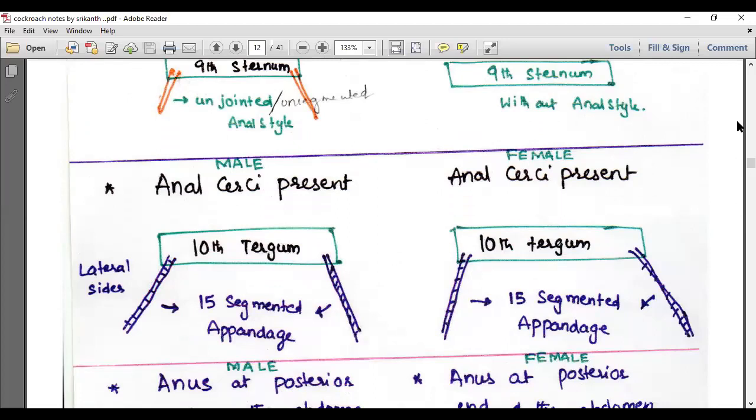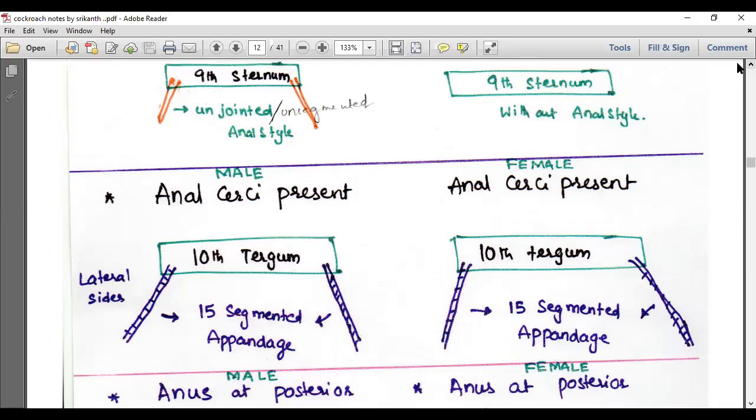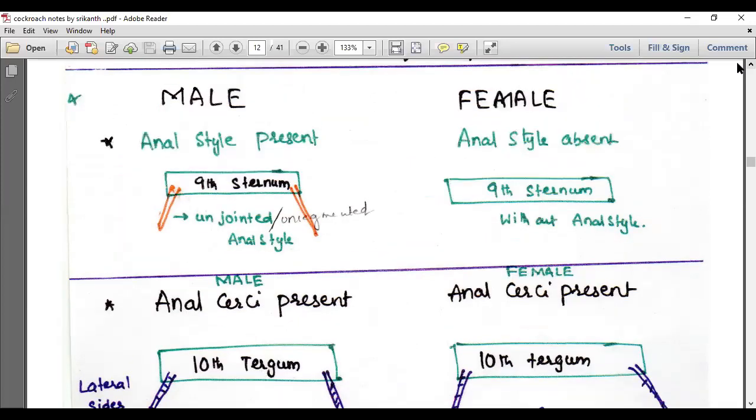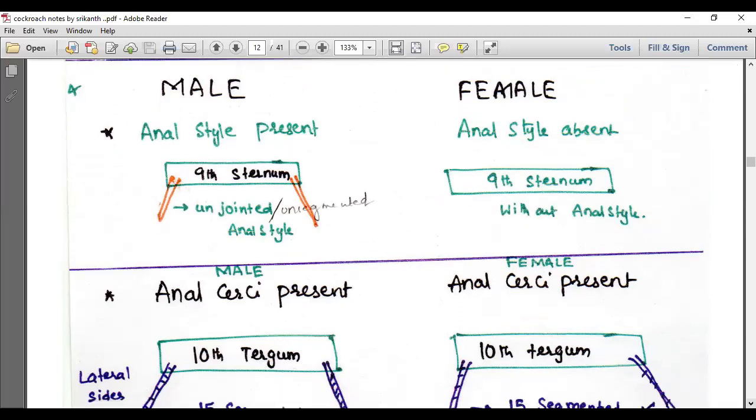Okay. So next we are moving to the 10th tergum. I have said it so many times: tergum means dorsal side. The dorsal sclerite plate is called tergum, isn't it? The ventral sclerite plate is called sternum. The lateral sclerite plates are called pleura. So when I say the anal style came from the ninth sternum, you need to understand that it is from the ventral side. Okay. Now we are talking about anal cerci.